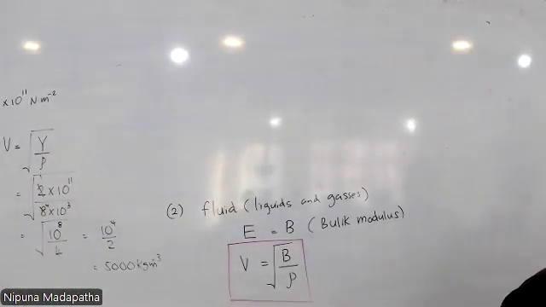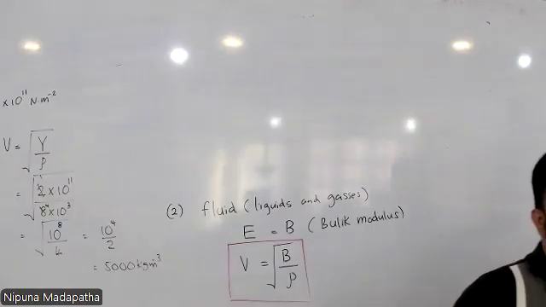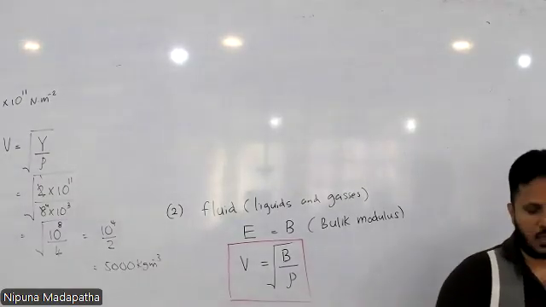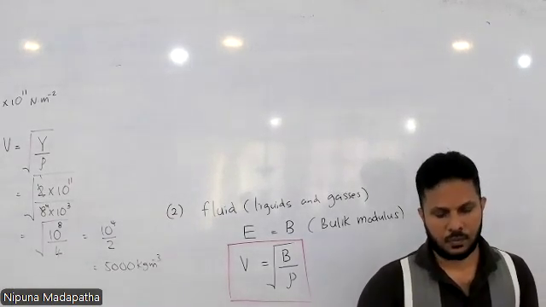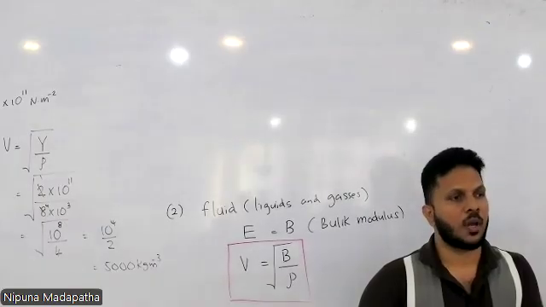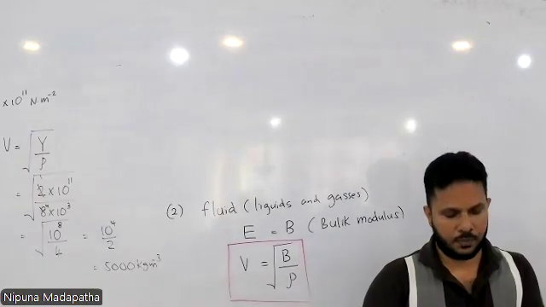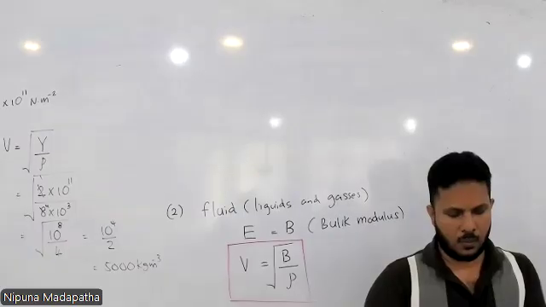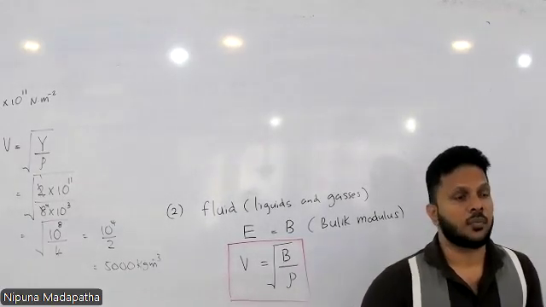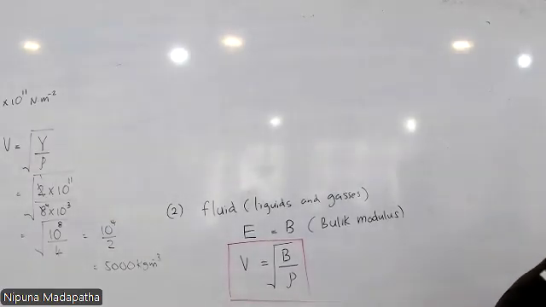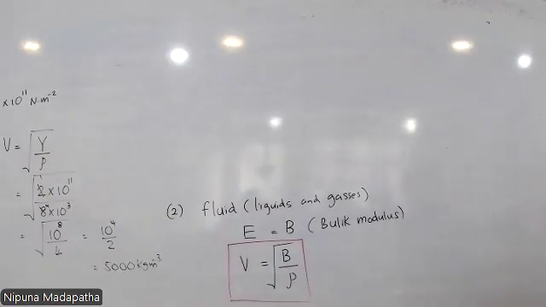Right. Second question. Find the speed of sound in water. The density of water is 1,000.